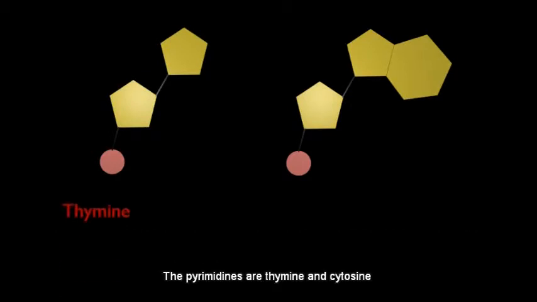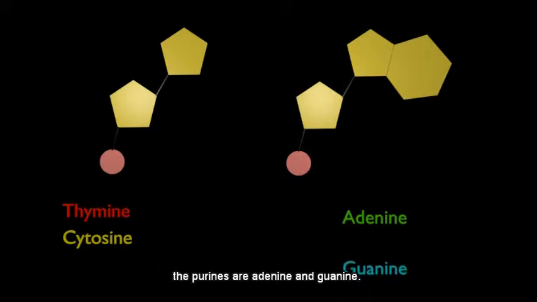The pyrimidines are thymine and cytosine. The purines are adenine and guanine.